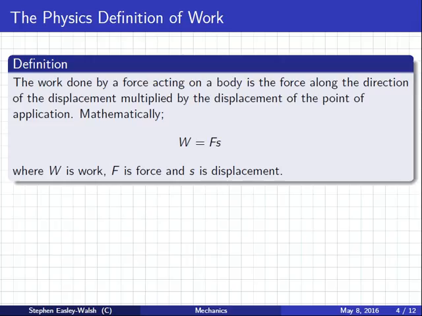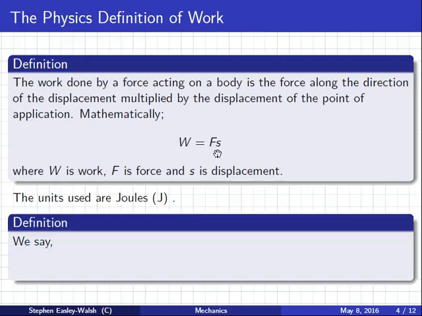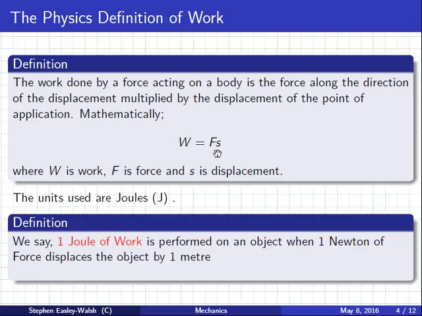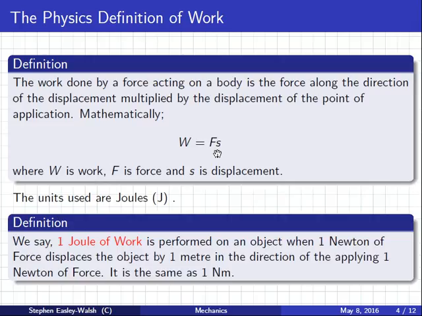Okay, so clearly the units for work is what? Newton meter is the units. The units used are joules. Now, a joule is actually just 1 Newton meter. 1 joule of work is when 1 Newton is applied over 1 meter. The same thing as 1 Newton meter. Okay, there's a lot here to write down.